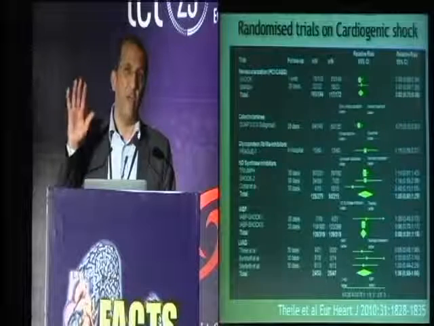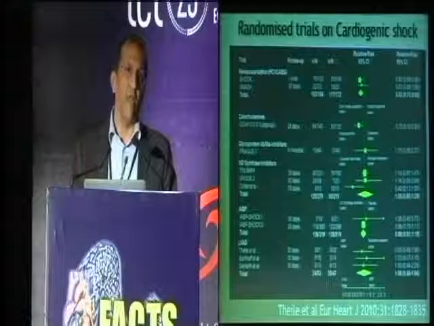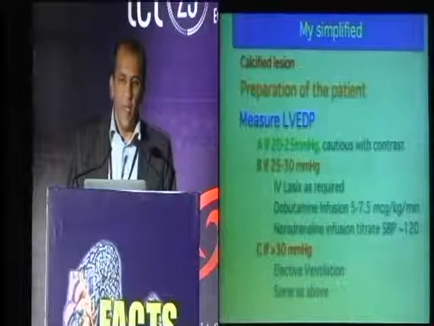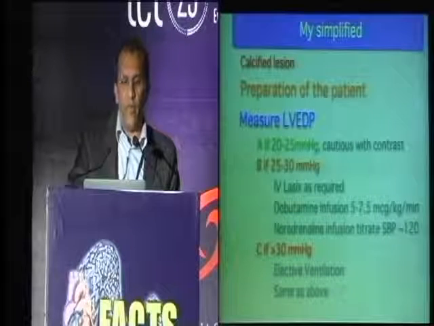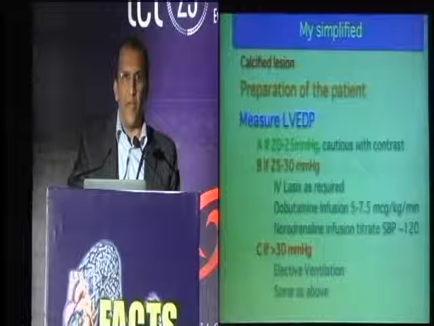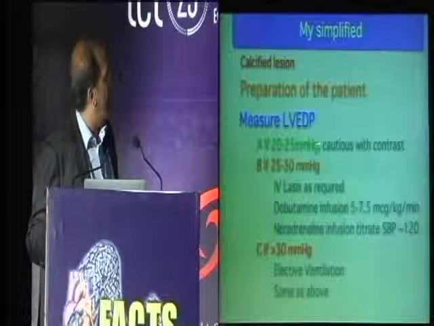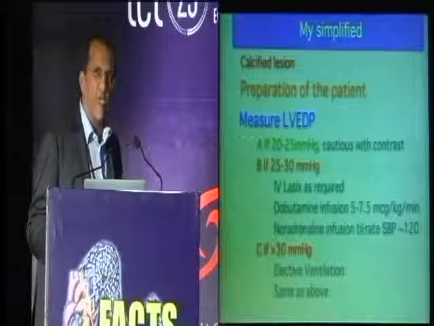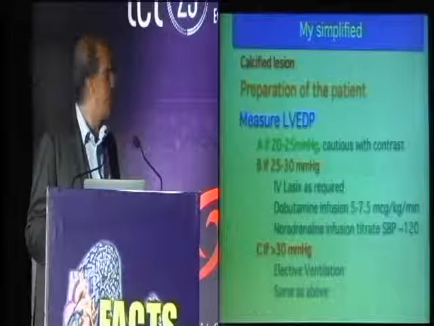So our drugs of choice in this group of patients are dobutamine and noradrenaline as a combination. We have simplified our approach in this group of patients, and so we prepare our patients by measuring the left ventricular end-diastolic pressure, which is very simple. If the left ventricular end-diastolic pressure is around 20 to 25, we just use contrast very cautiously. And in this group of patients, our interventions are primarily IVUS guided.